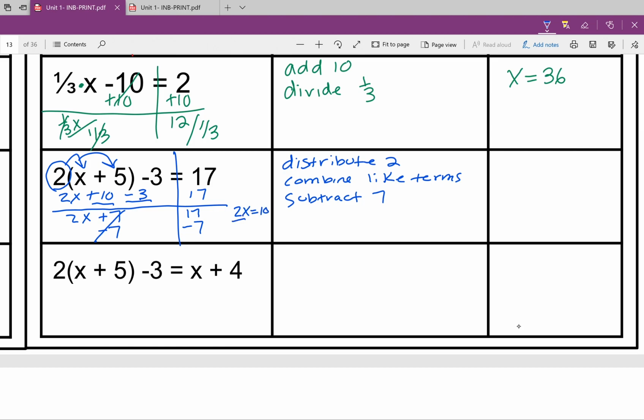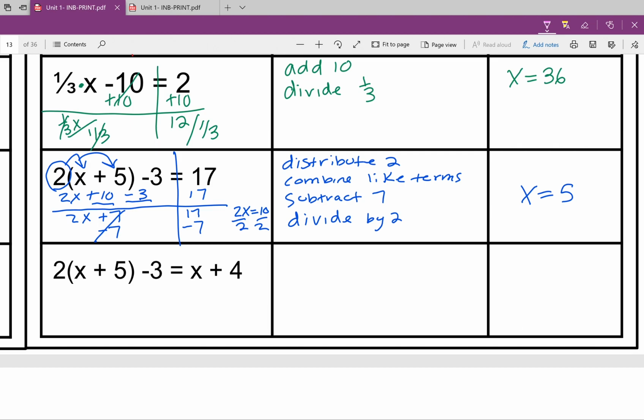And then my last step is to divide by 2. So divide by 2. 10 divided by 2 is 5. So these are multi-step equations, so we're going to have lots of steps. So to double check that you're doing it right, just make sure you're following PEMDAS and you're doing everything one step at a time. Okay, so let's look at the last one.